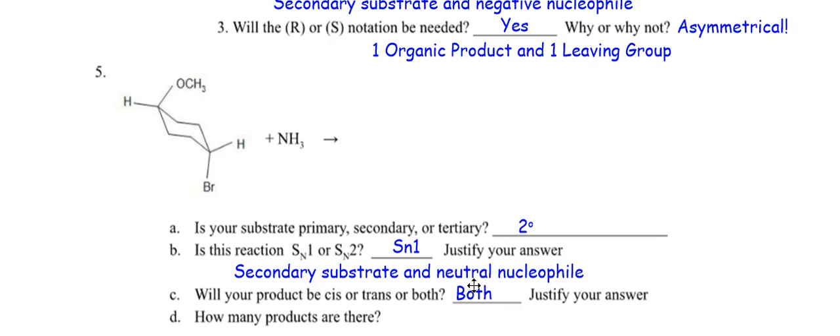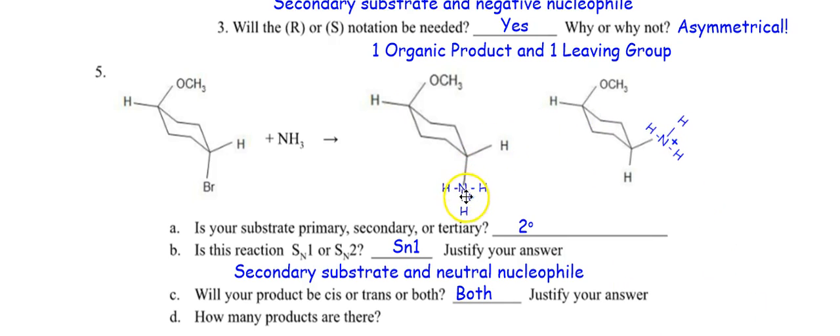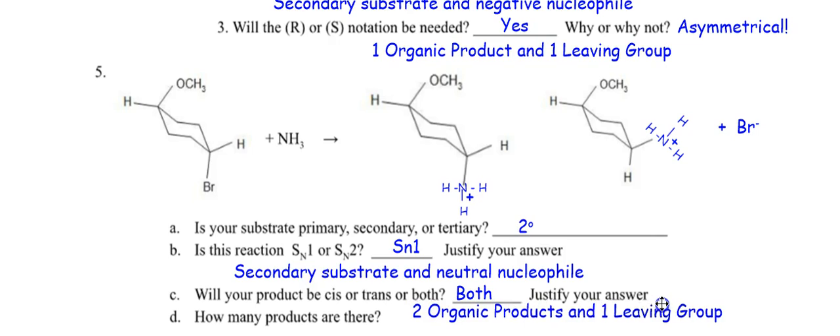In an SN1 reaction, what happens is that the bromide has to leave first. So once the bromide leaves, then the H kind of comes down and makes a trigonal planar carbocation. So the NH3 can attack from either side, okay? So I'm going to make both products. So here is my first one, and here is my second one. Notice that this is my trans, and this is my cis. And don't forget, you have a leaving group. So I have a total of 3 products, 2 organic products and 1 leaving group.